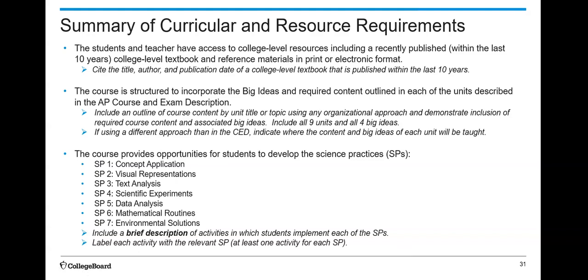The first bullet point basically says that you need a college-level textbook published within the last 10 years, either print or electronic format, and other reference materials at the college level. So in my Google Drives, I gave you other reference material, so you don't need to worry about that. The college-level textbook on the AP Environmental Science site on the College Board, and I'll show you that in a minute, they have a list of about 10 sample books that are approved for the audit.